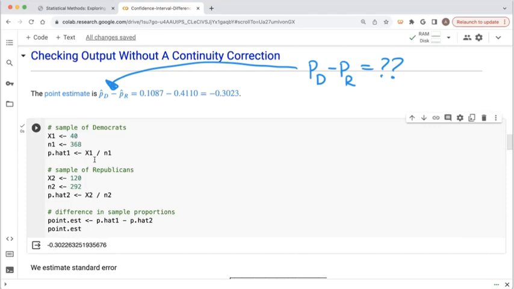And so this R code cell here has the values for X1 and N1 from the table up above. So this is the Democrat sample. This is the Republican sample. And then we take the difference in those two sample proportions. And we can see that a reasonable point estimate for the difference in the population proportions would be minus 0.3023.